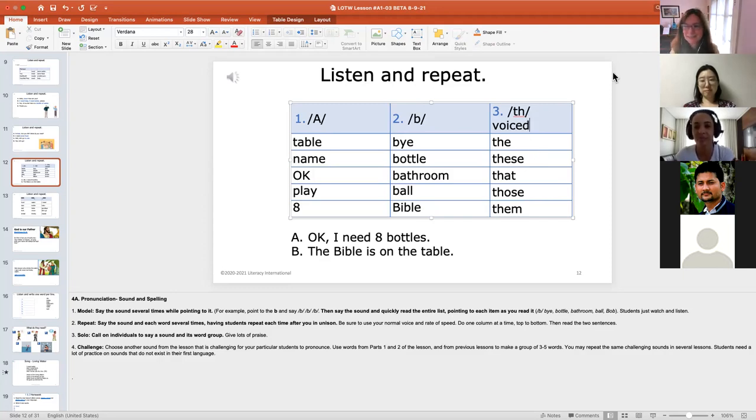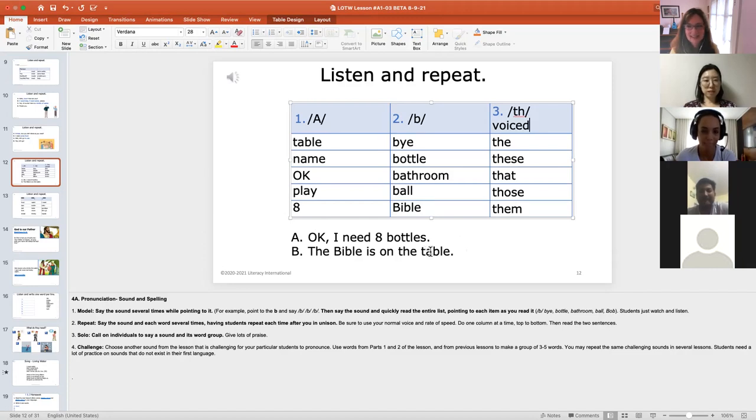Okay, now we do the model, repeat, solo, and then we have two sentences at the bottom that use the sounds. Okay, I need 8 bottles. Prakash, can you please read sentence A? Okay, I need 8 bottles. All right, good. And Inji, can you read sentence A, please? Okay, I need 8 bottles.